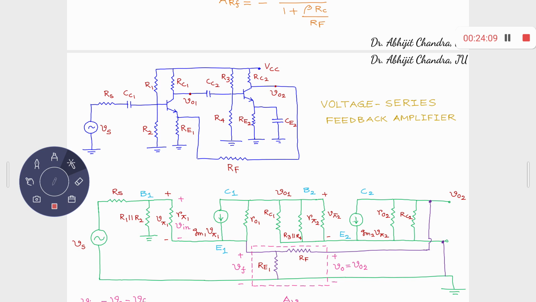Is it okay, this part? Any doubt? Anybody having any doubt of this part? What else? I have only two elements still left to be discussed. One is this RE1 and second one is this RF.